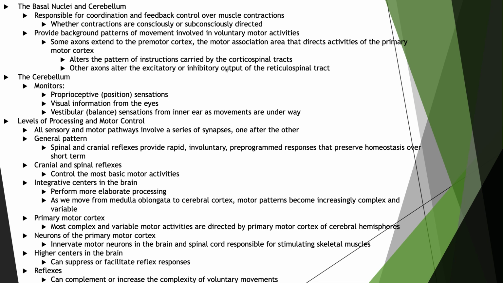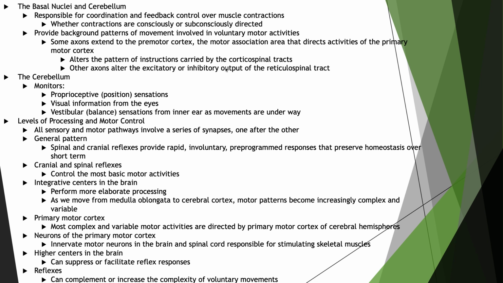The cerebellum monitors proprioceptive sensations, visual information from the eyes, and vestibular sensations from the internal ear as movements are underway. Axons within the spinocerebellar tracts deliver proprioceptive information to the cerebellar cortex. Visual information is relayed from the superior colliculi, and the balance information is relayed from the vestibular nuclei. The output of the cerebellum affects upper motor neuron activity in the corticospinal, medial, and lateral pathways.